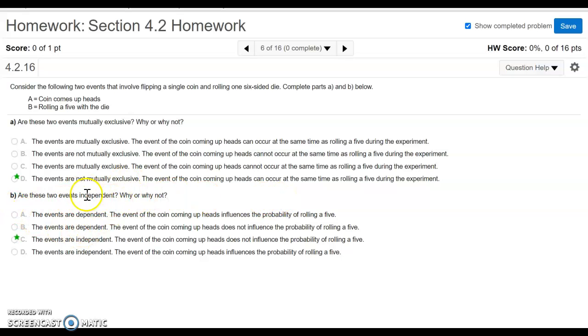What about them being independent? Are they independent? In this situation, the events would be independent because one does not affect the other, like in the earlier problem we looked at.